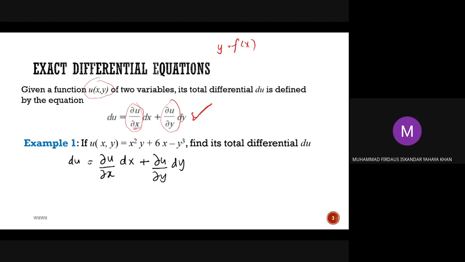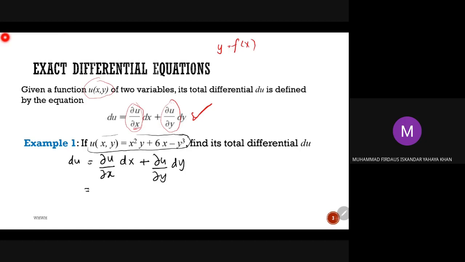What does it mean? The first thing you need to understand now is what del u over del x means. How do we find del u over del x in this equation? This is the first learning outcome for today. Make sure everyone understands today how to find this partial derivative. It is different from the implicit differentiation we learned before.